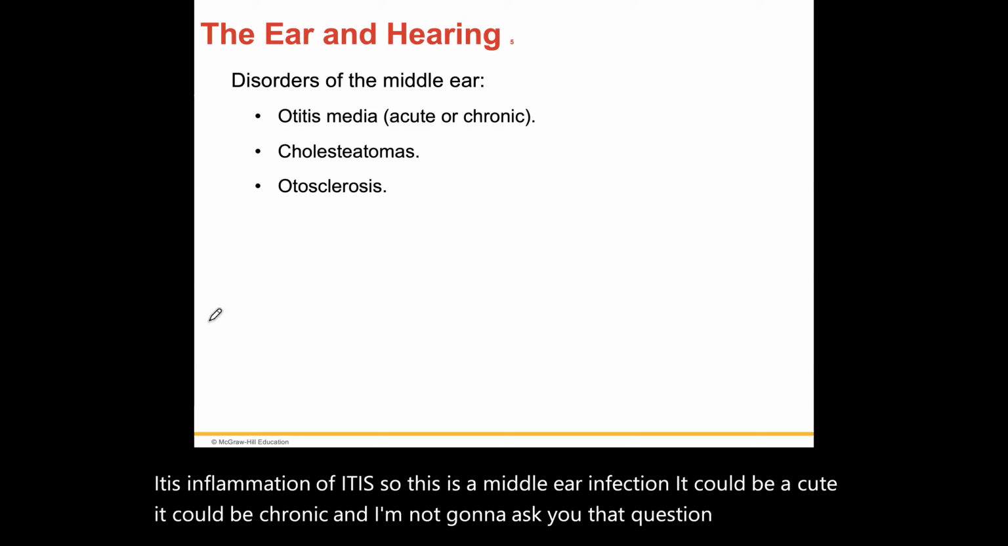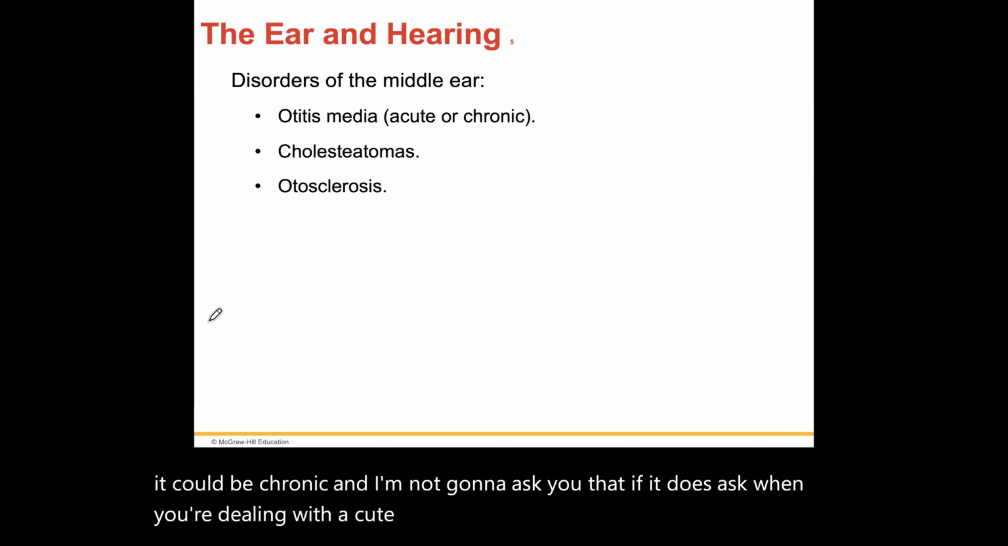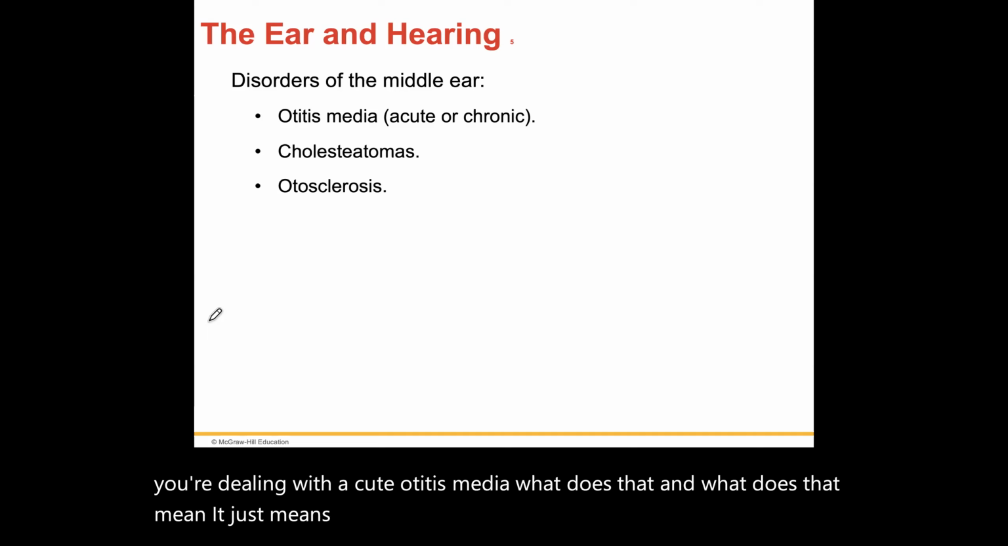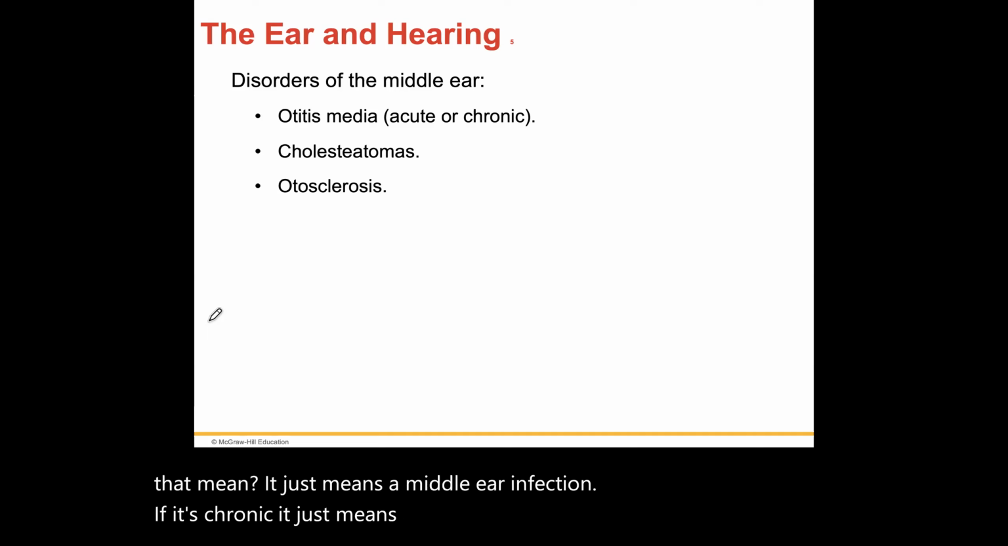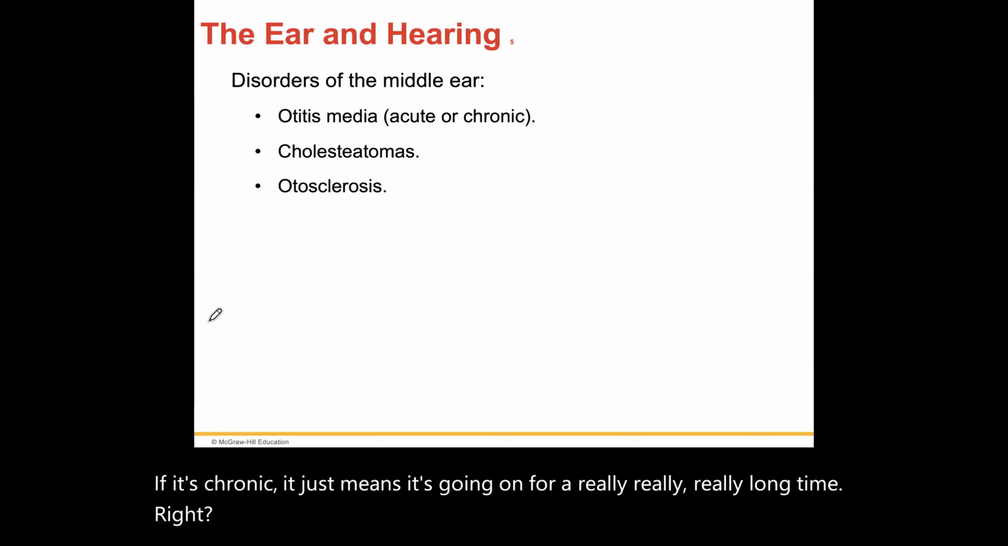If it does ask, when you're dealing with acute otitis media, what does that mean? Well, it just means a middle ear infection. If it's chronic, it just means it's going on for a really long time. So this is a middle ear infection that happens for a much longer time.